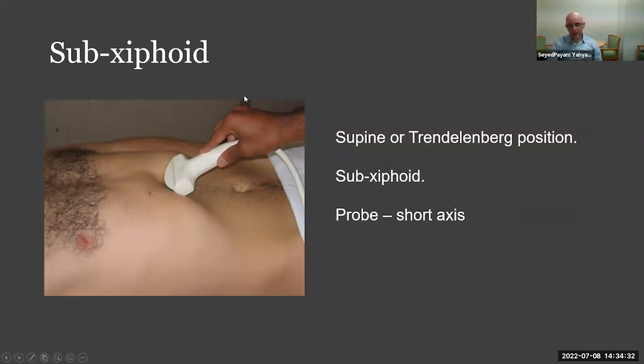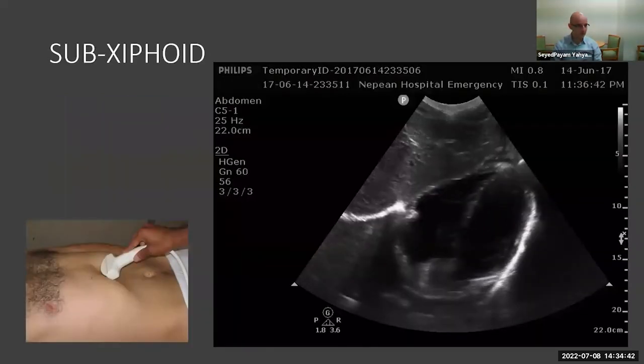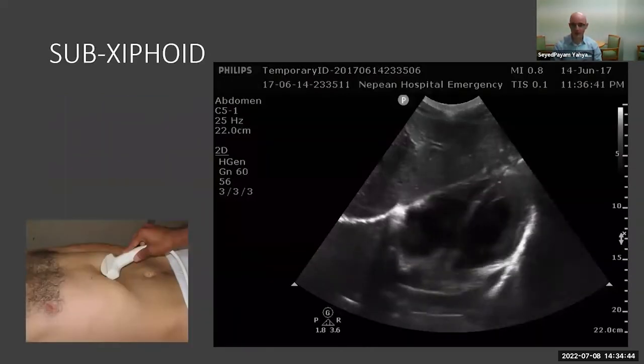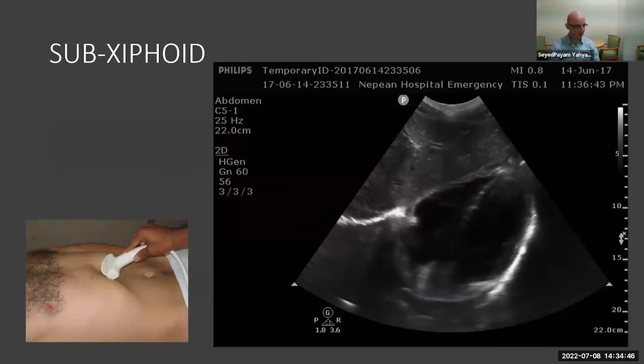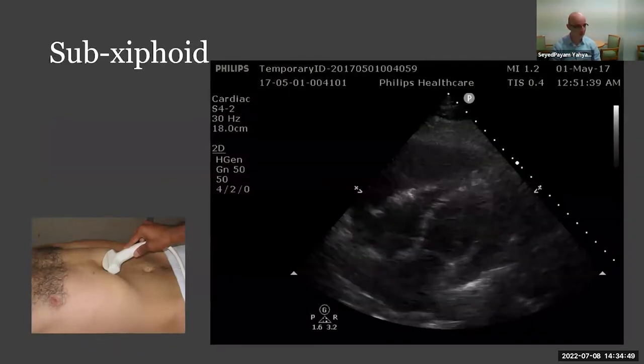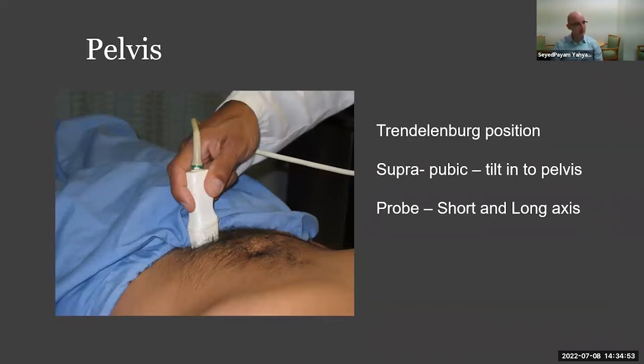Then we move on to the sub-xiphoid area to look for pericardial effusion. I might go through this quickly because I'm pretty sure you know much more than me about pericardial effusion and signs of tamponade. So just go through that quickly with the pericardial effusion. Then we go to the pelvis.